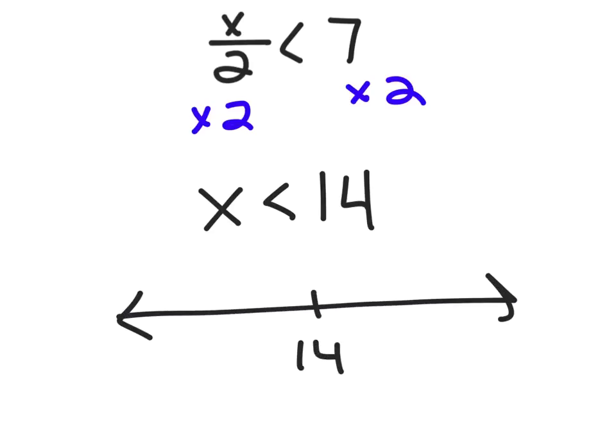Again, our possible solutions, or x, are going to be less than 14. 14 is not included, so we will have an open circle. Numbers that are less than 14 will be located to the left of 14 on the number line, so we will shade in the left. You can also remember that our sign should look like the end arrow that we shaded in, if that helps you remember.